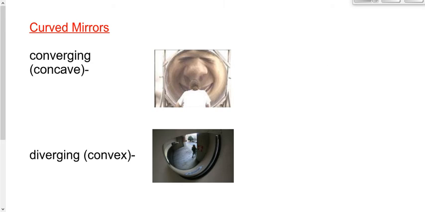A converging mirror is concave. A converging lens would be convex. A diverging mirror would be convex. A diverging lens would be concave.